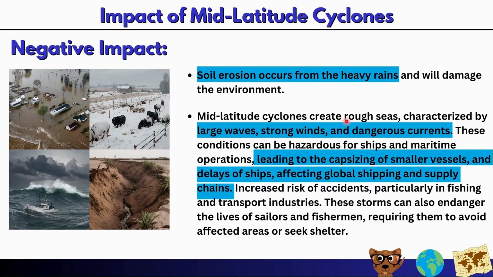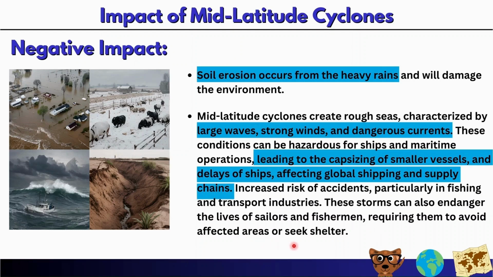Mid-latitude cyclones create rough seas characterized by large waves, strong winds, and dangerous currents. These conditions can be hazardous for ships and maritime operations, leading to the capsizing of smaller vessels and delays of ships, affecting global shipping and supply chains. Increased risk of accidents, particularly in fishing and transport industries. These storms can also endanger the lives of sailors and fishermen, requiring them to avoid affected areas or seek shelter.